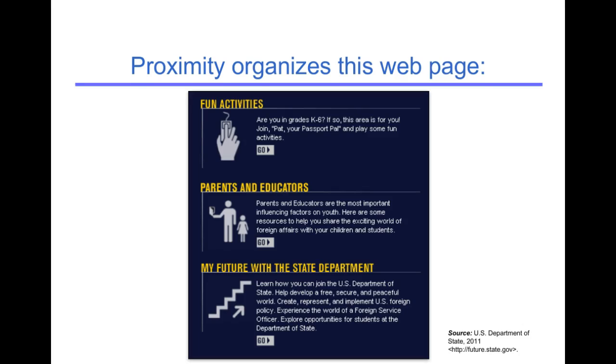And you can tell that the go directly below activities will take you to fun activities. If you click on that go, you're not going to go to the parents and educators section, you're going to go to fun activities. And that's how proximity tells your reader what to do and where to go for the information. So you can see that things are connected simply by where they are on the page.